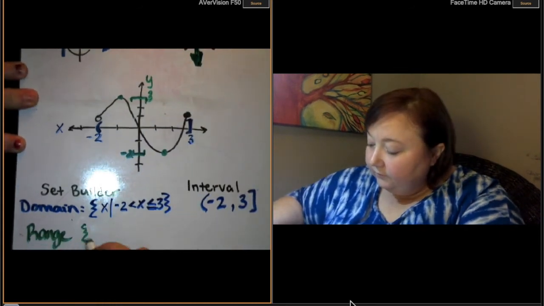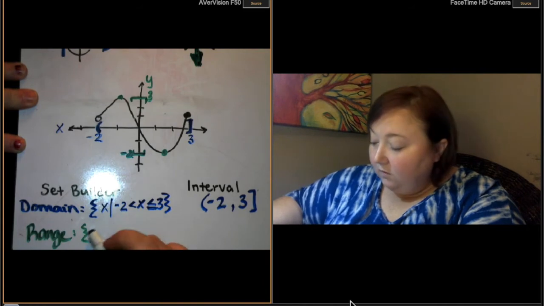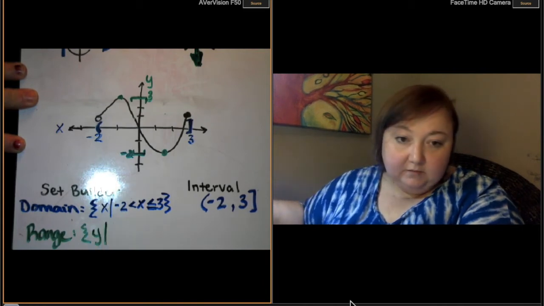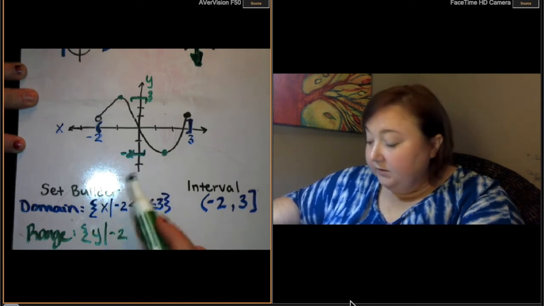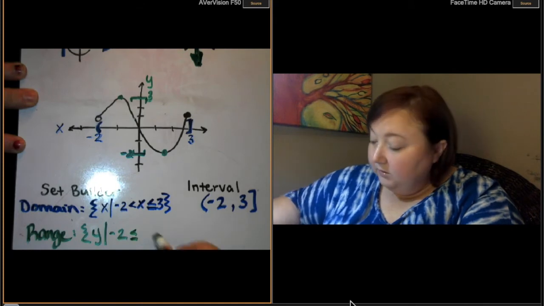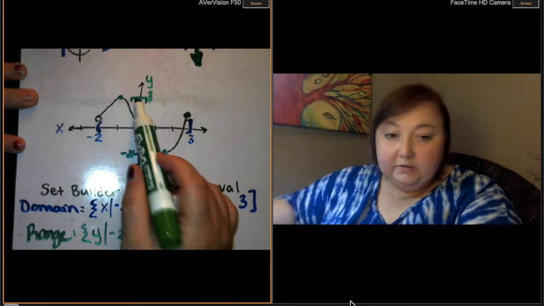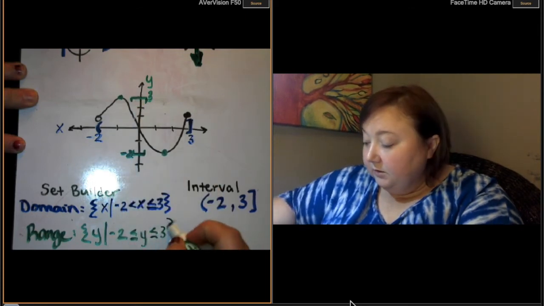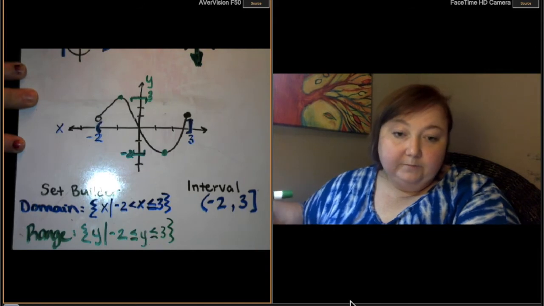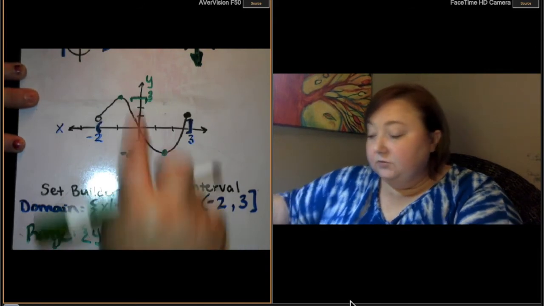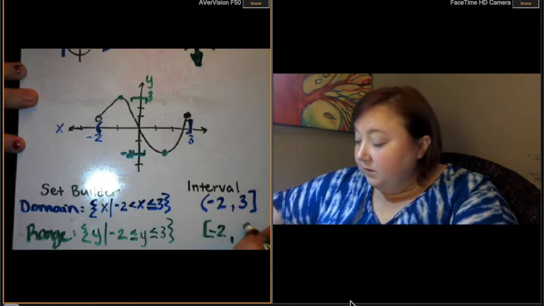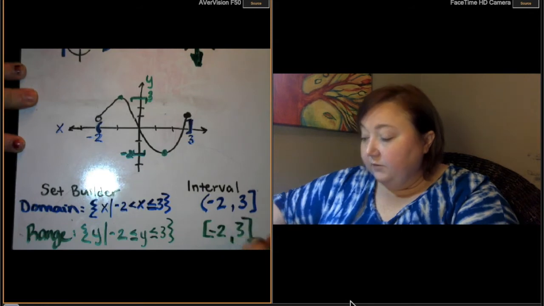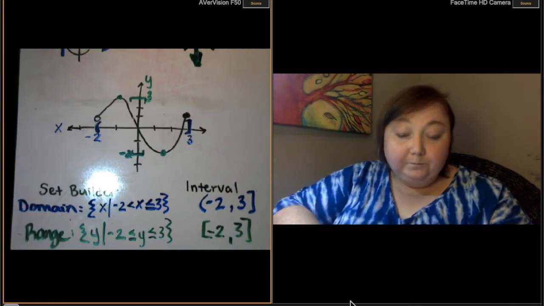So it's the set of all y values such that the lowest that our y value goes is -2. It's included, so less than or equal to. And we're talking about our y values. And then the highest that our y value goes is 3, and again that is included, so we'll have the equal to symbol there. And then in interval notation, both are included, so we will have a bracket. The smallest is -2. The highest is +3, and we're going to close that with a bracket as well.